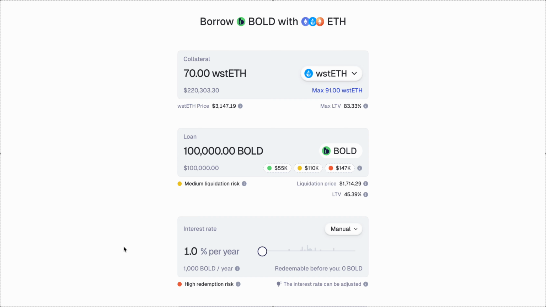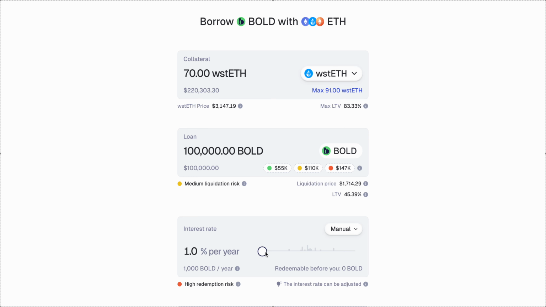How not to get redeemed? So redemptions start from the loans who pay the least interest. It's like an ordered list. And you can see that at the 1%, there is no debt before you. No BOLD is redeemable before you. You are the most risky, or the loan which pays the least interest rate.